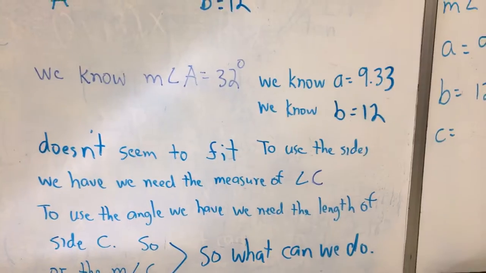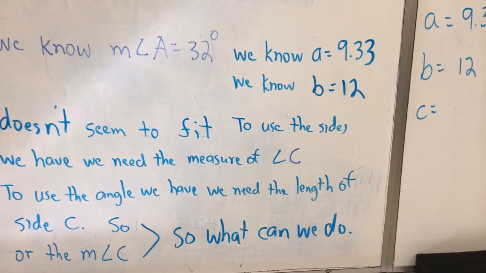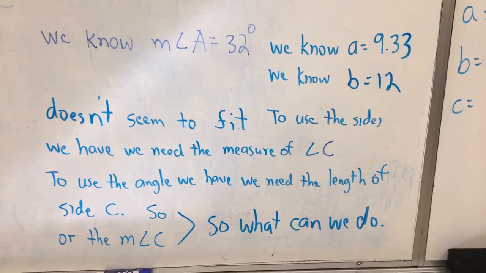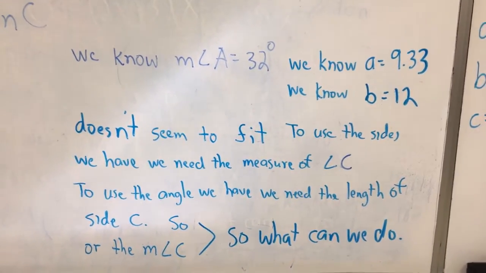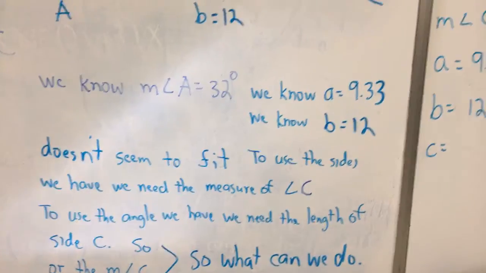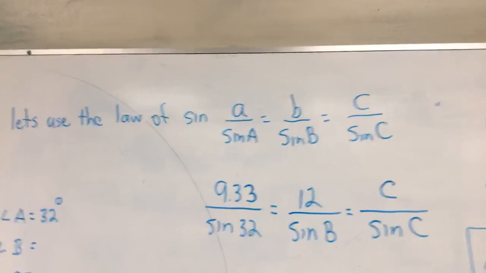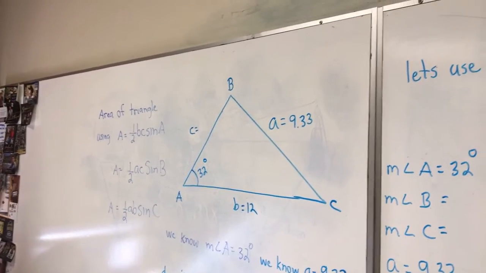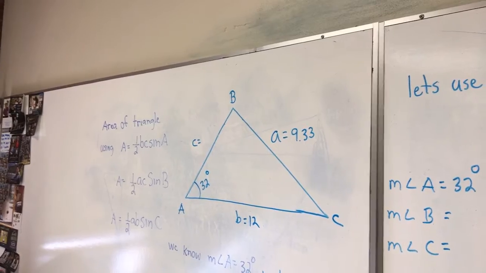So now we've got to go out and find some pieces. To use the sides we have, we need the measure of angle C. To use the angle we have, we need the length of side C. So what can we do? Well, fortunately, you are armed with something called the law of sines. The law of sines says that A over sine A is equal to B over sine B is equal to C over sine C. So long as you have a pairing of an angle and a side opposite, you've got it. You can do all of this.